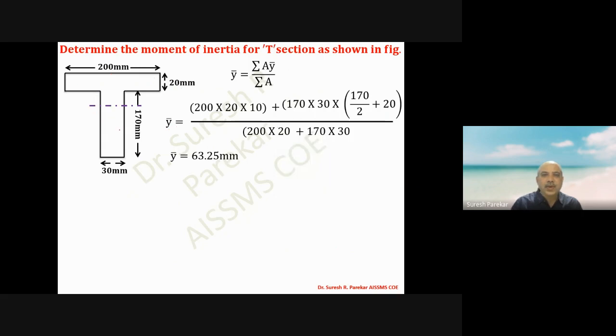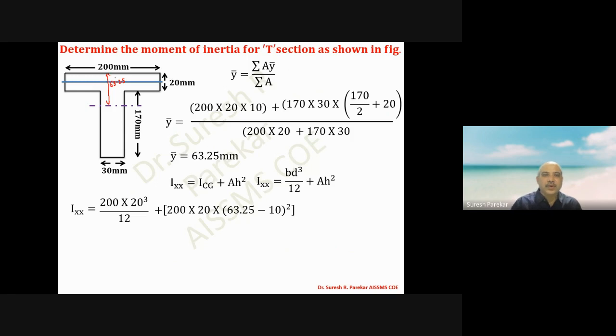So now we have the value of y bar, 63.25. Now moment of inertia, we know we have I CG plus A h square. So Ixx we have bd cube by 12, because we have this as a rectangular section. So Ixx for the flange is bd cube by 12 plus A into h square. What is h? h is the distance between these two axes. So now we have 63.25 and this value is 10. So 63.25 minus 10 whole square, plus then we have the bottom.